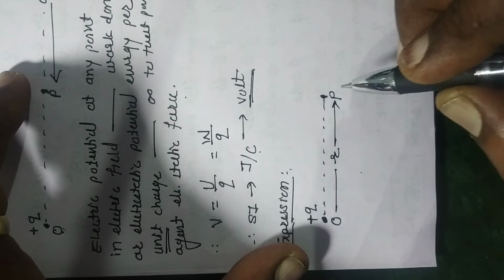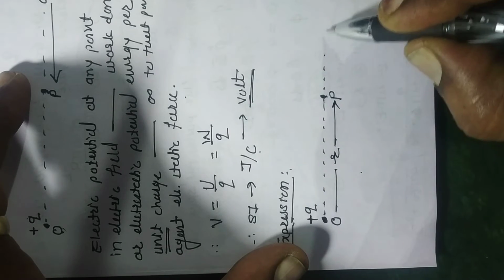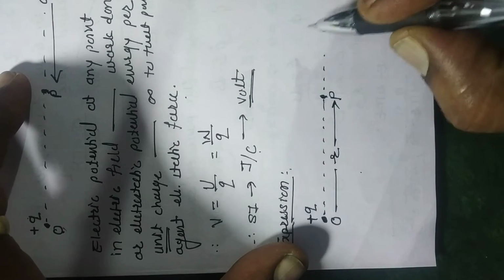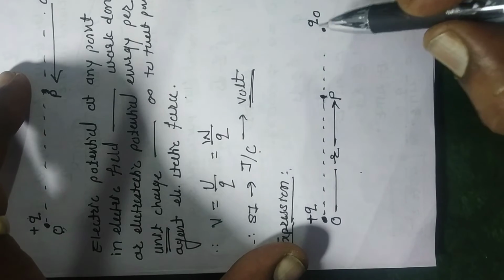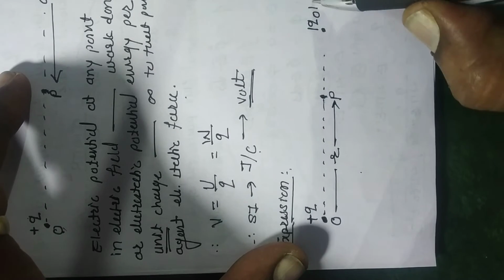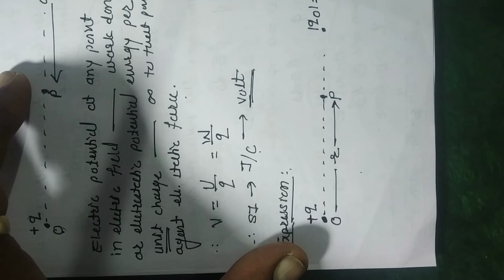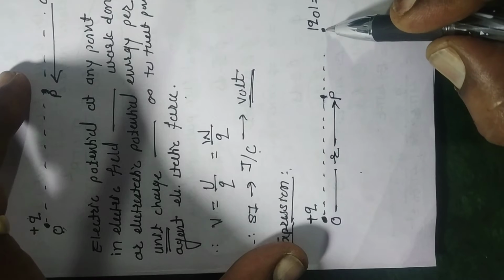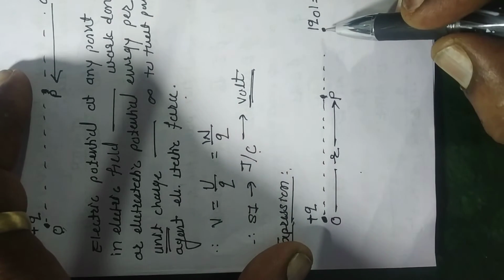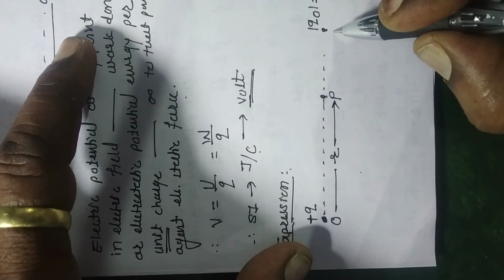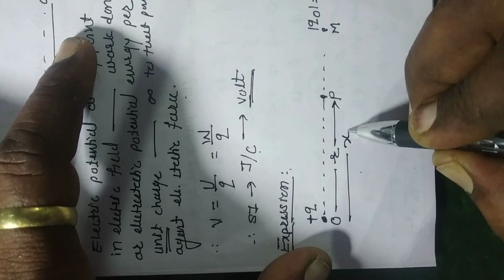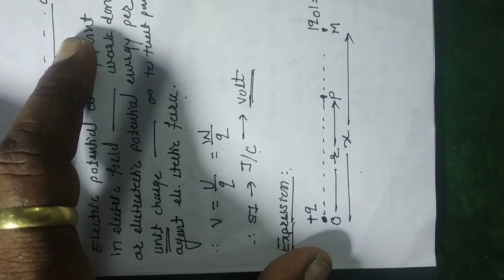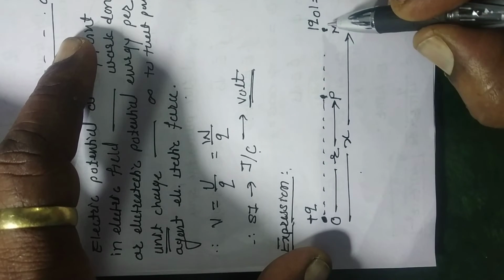Now consider a unit charge, that is Q naught. Magnitude of this charge is 1. Consider a unit charge is placed at M at a distance x from O. This is the unit charge.